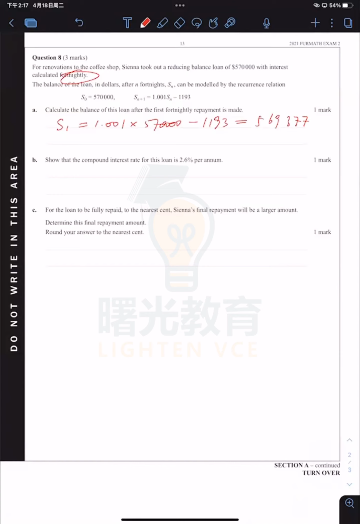Second one, show that the compound interest rate for this loan is 2.6% per annum. When we meet a question type like show that, verify, or such things, the statement is true, given by the question. We just need to make up the proof.